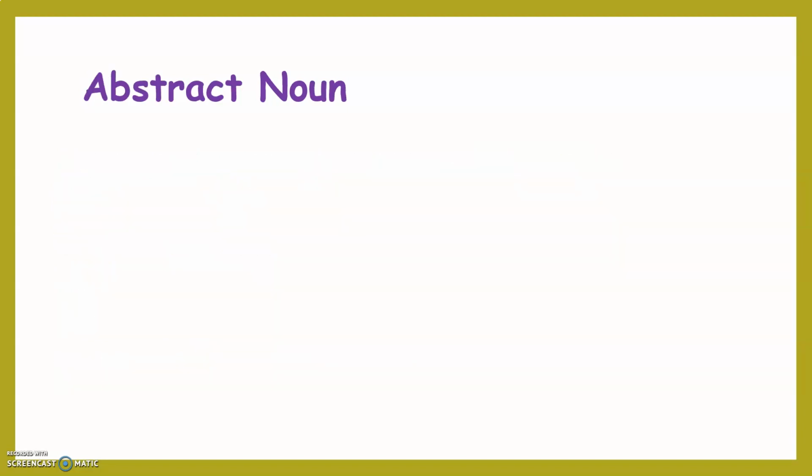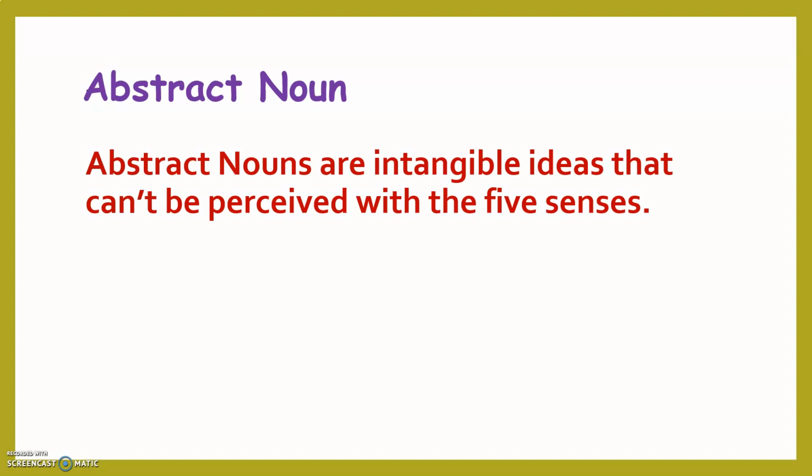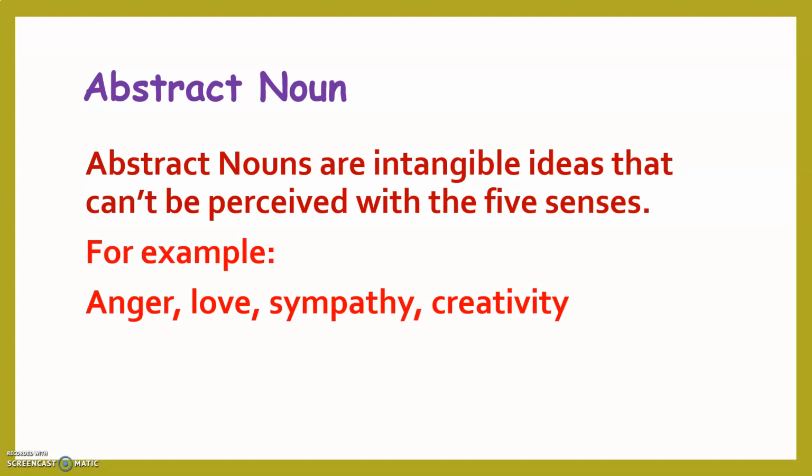Next is abstract noun. Abstract nouns are intangible ideas that can't be perceived with the five senses. इनको आप टच नहीं कर सकते. Anger, love, sympathy, creativity, इनको आप देख नहीं सकते हो.